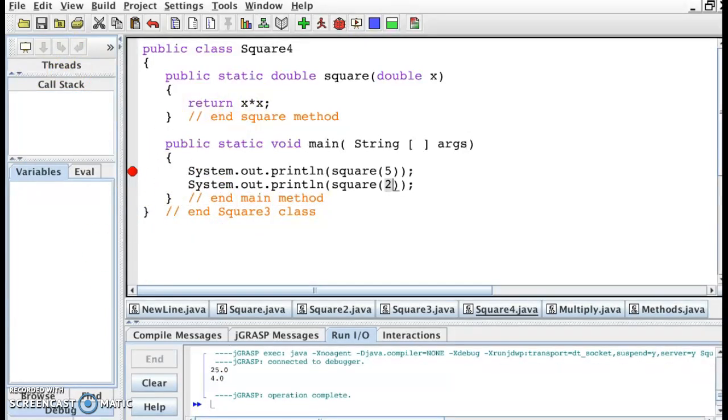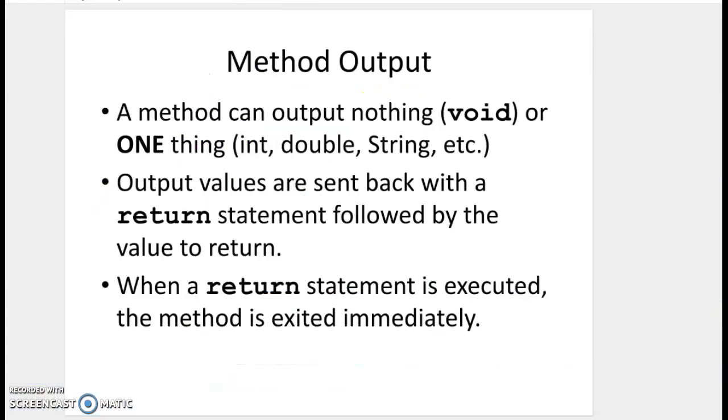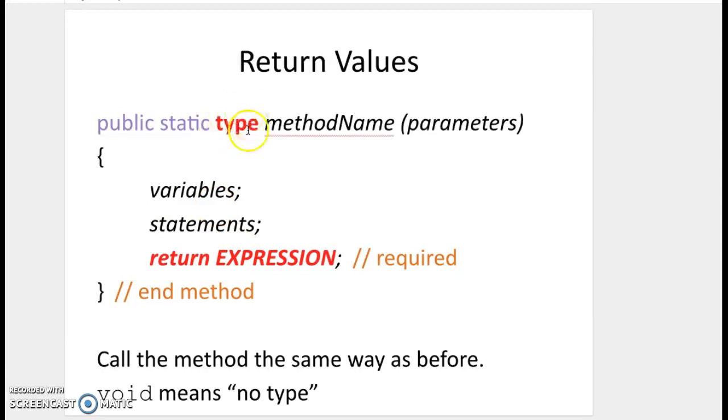So how does it know I'm returning? Well, you'll notice here that I no longer have void. I have double. So void means the method returns nothing. If the method's going to return something, I have to put the type of thing it's going to return right here instead of void. So again, a method can return one thing or nothing. So if it returns nothing, it has void. If it returns one thing, you have to put the type right here, right before the method name. So that's part of the syntax of the method header. So you'll see the type here.